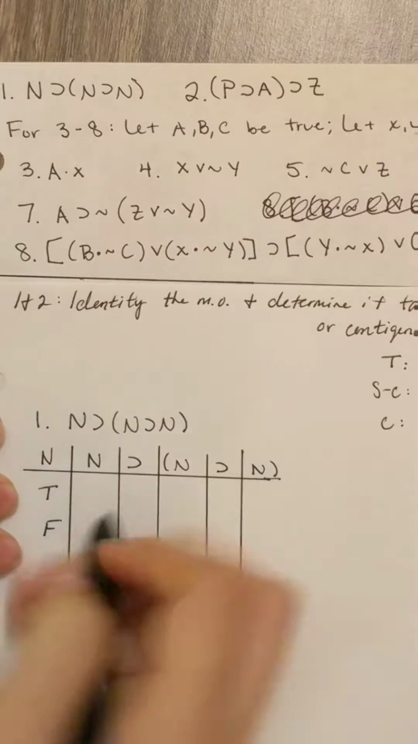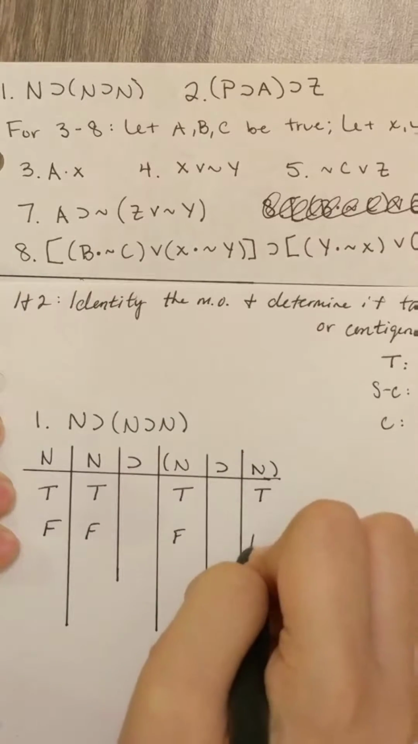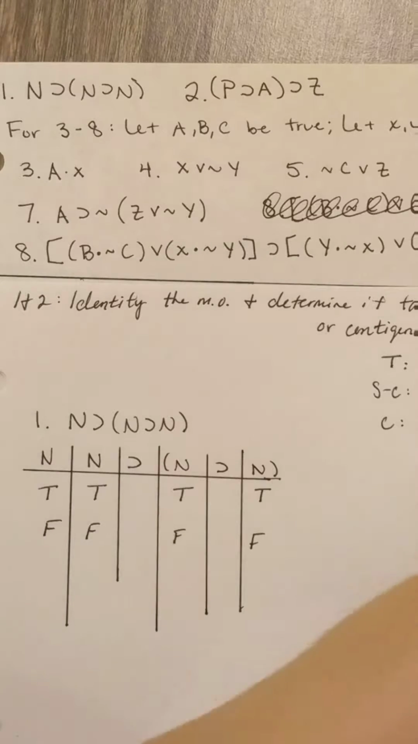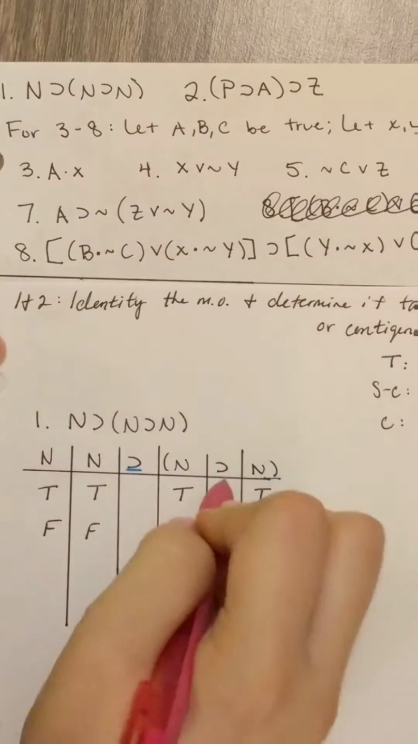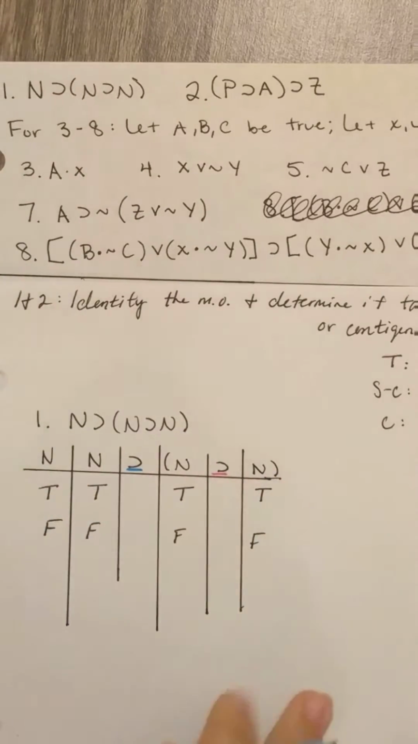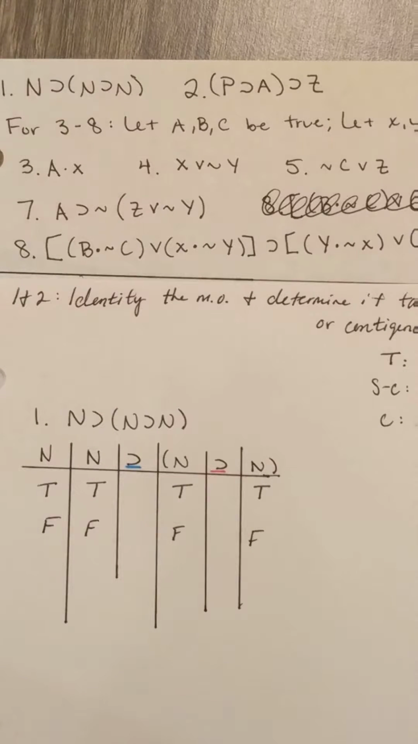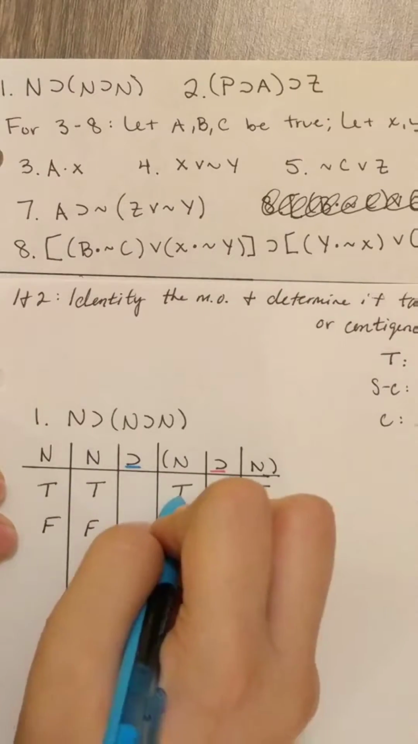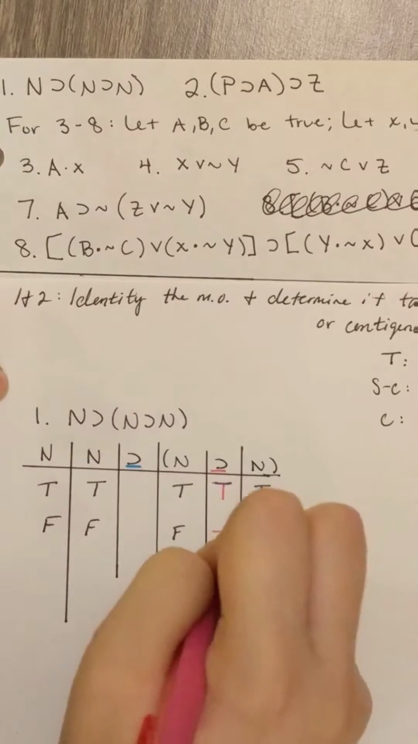So I'm going to start by copying down the truth value options for n under n, and then I'm going to color code my operators. I have 2 operators. So I'm going to say the first horseshoe is blue and the second horseshoe is pink. The horseshoe's only false if it's a true false. So I have true true, false false. So this is true and this is true.